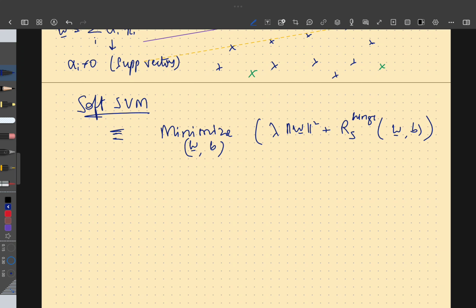It's an empirical risk, but the risk is not with respect to the 0-1 loss, but instead it's the empirical risk with respect to the so-called hinge loss. So this is equal to 1 by n, summation i equal to 1 to n of max between 0 and 1 minus yi times w transpose xi plus b.